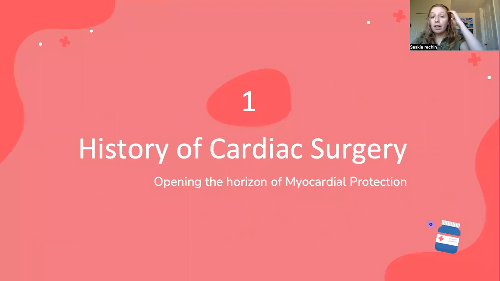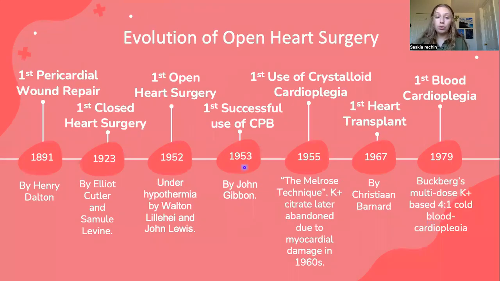So, cardiac surgery is a fairly new field of surgery. It wasn't until 1891 that Henry Dalton had his first pericardial wound repair. And then it took a while for them to have the first successful open heart surgery, which occurred in 1952, using hypothermia to arrest or place that heart in ventricular fibrillation long enough to perform a successful surgery. And then a year later, John Gibbon introduced the first heart-lung machine, performing the first successful cardiopulmonary bypass procedure.